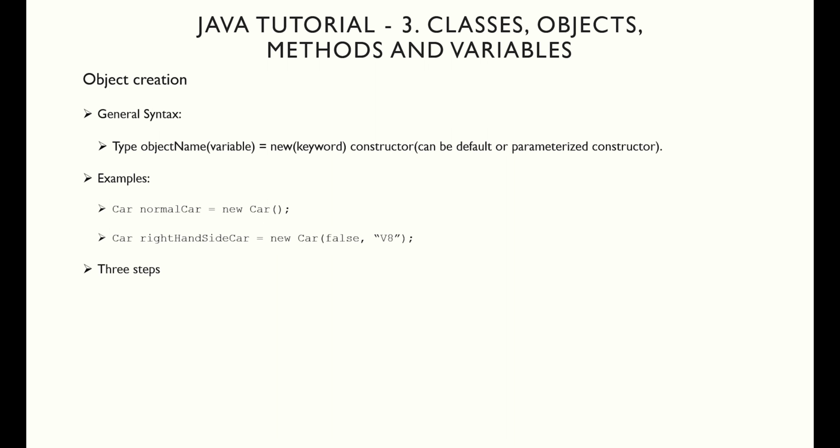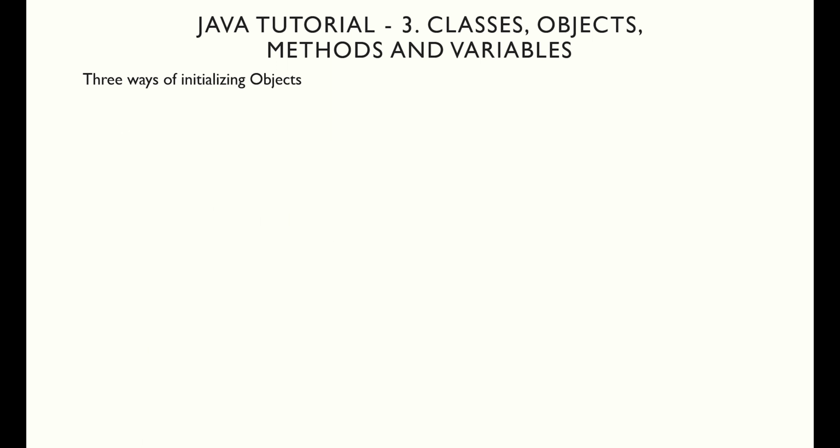There are three steps in object creation. Declaration, a variable declaration with a variable name and an object type. Instantiation, the new keyword is used to create the object. Initialization, the new keyword is followed by a call to a constructor. This call initializes the new object. There are three different ways to initialize an object: by reference, by method, by constructor. As the name indicates, we can initialize values to an object, that is, set values for the object variables by reference, by method, or by constructors.